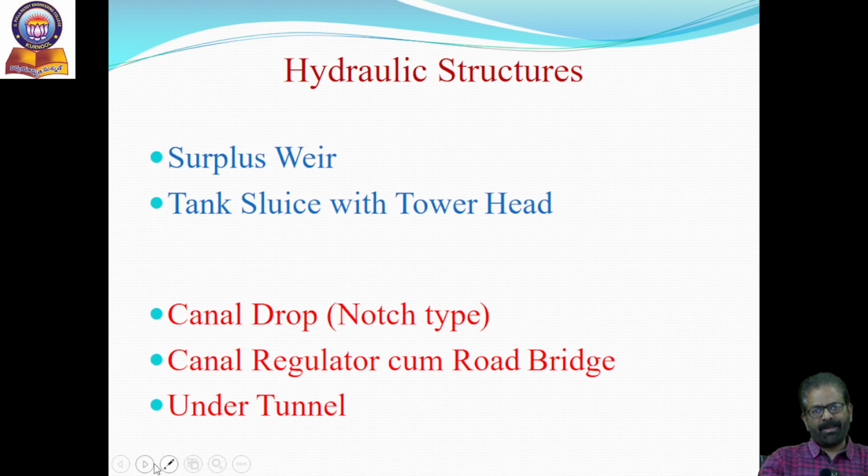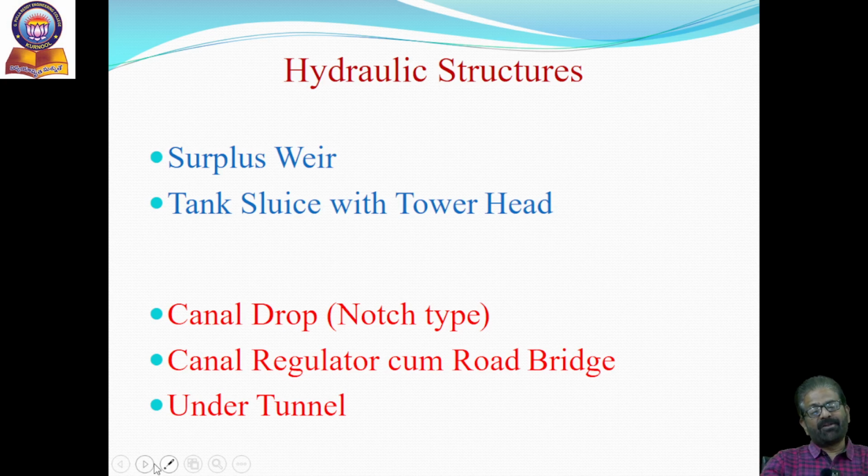Similarly, the remaining three structures are the notch type canal drop, the canal regulator cum road bridge, and the under tunnel. These three are purely related to a canal system. If you observe any major canal system, it essentially consists of these types of structures. These are very common, and very often we can observe these structures in any canal system.